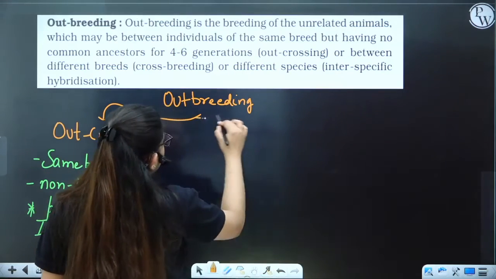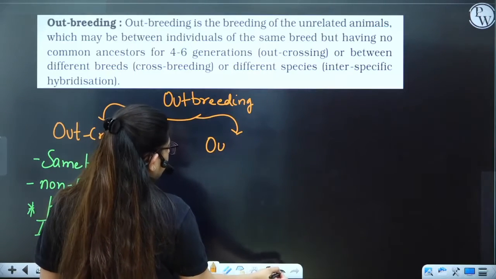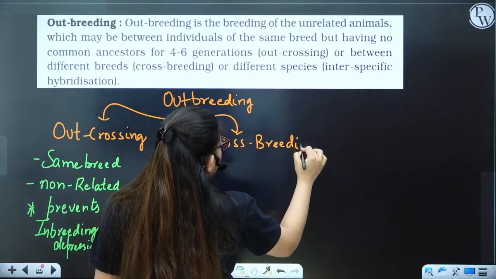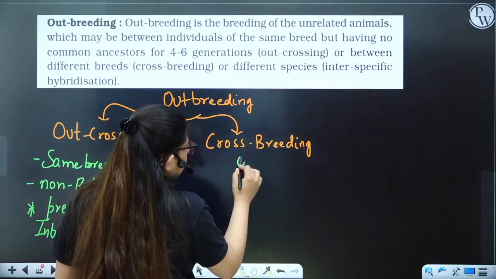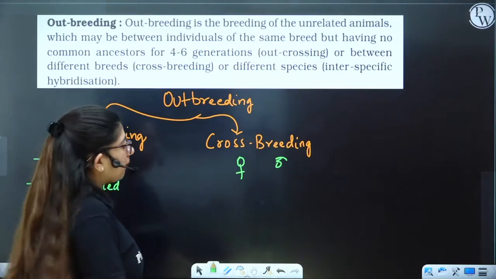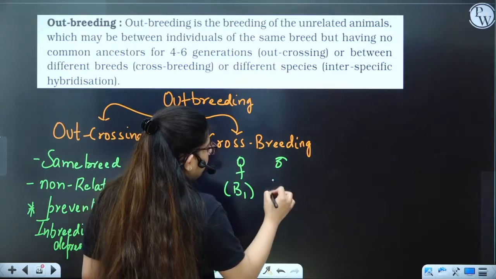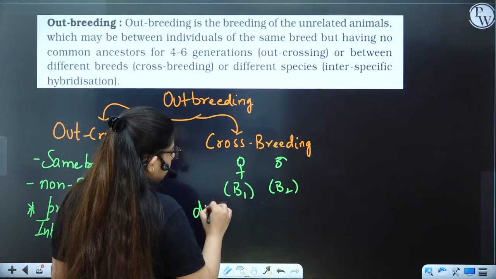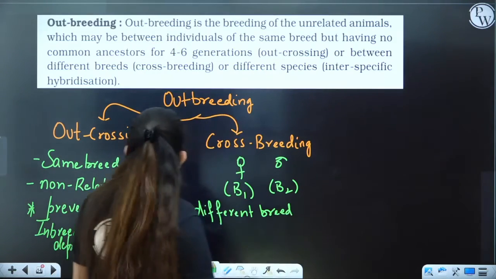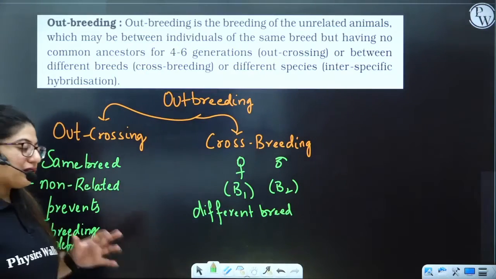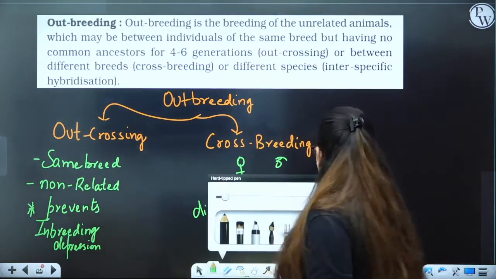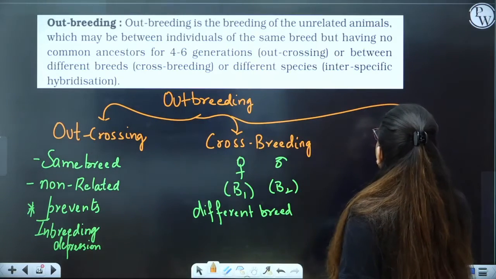And the second thing is crossbreeding. In crossbreeding, you take two organisms, a superior male and a female, and they both belong to different breeds. For example, here the breed is B1, here the breed is B2. So the breeds are different here. In inbreeding and outcrossing, the breed was the same, and the difference was whether they were related or not. Here the breeds are different. And the third one is interspecific hybridization.